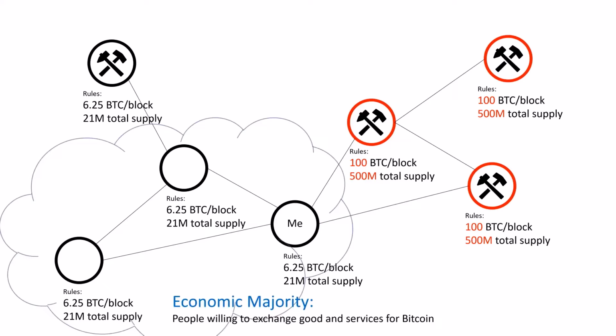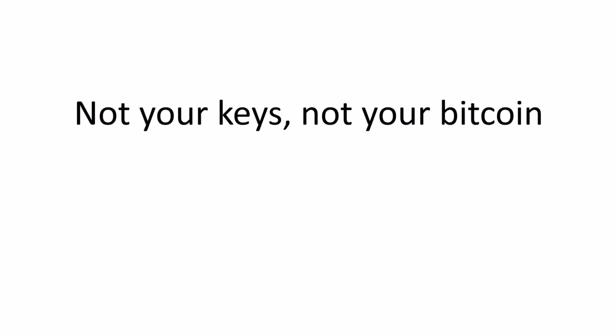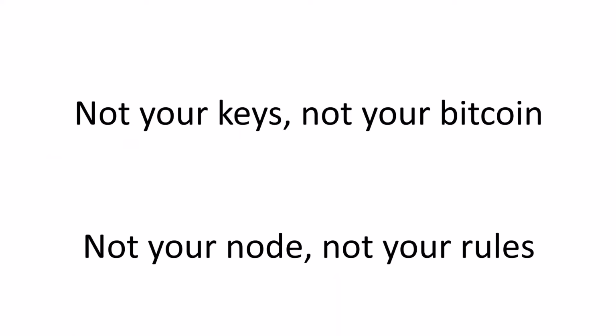Even if a group of miners can produce a higher hash rate on a modified Bitcoin, I don't have to accept their rules. I can still vote by not providing goods and services for the coins they provide. By running my own node, I control the rules of the currency I'm willing to support. You may have heard, not your keys, not your Bitcoin. You can now add, not your node, not your rules.